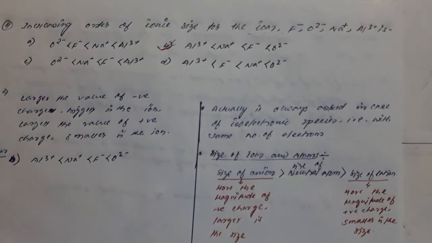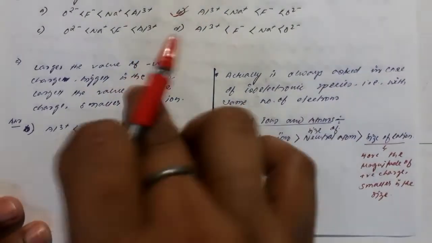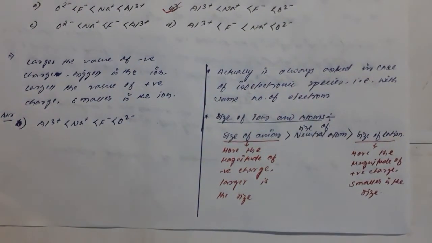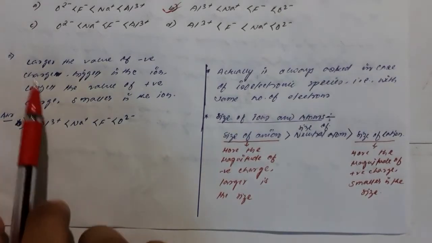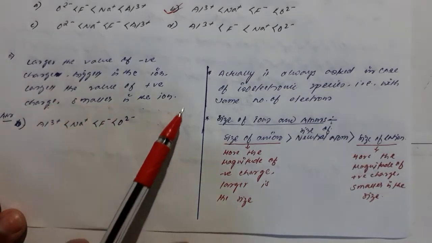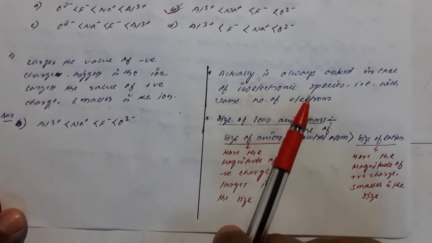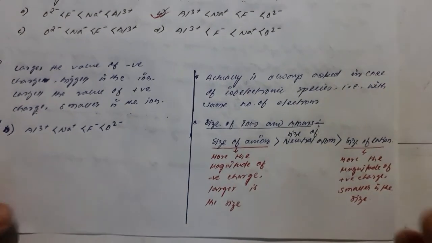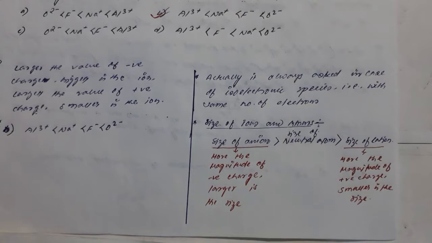So I have gone through this. This is the concept part. Okay guys, these two are the concept part. You just try to go through this. I have written these things very clearly here in very simple language. Larger the negative charge, bigger is the ion. Larger the positive charge, smaller is the ion. Actually it is always asked in the case of isoelectronic species. You don't have to count electrons. If this type of question is given, then definitely the ions given are all isoelectronic in nature. I think this is an important question for you, and I have seen that these questions are often asked in examinations.